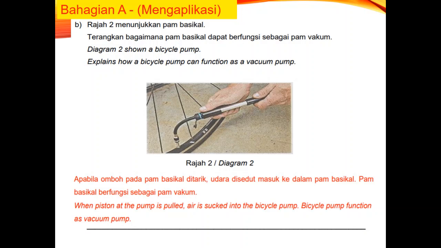Okay, another example of application question. Look at this. This diagram shows a bicycle pump. Explain how a bicycle pump can function as a vacuum pump. So the suggested answer you can write down: when the piston at the pump is pulled, air is sucked into the bicycle pump. So the bicycle pump will function as a vacuum pump.